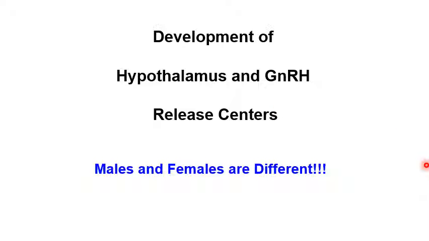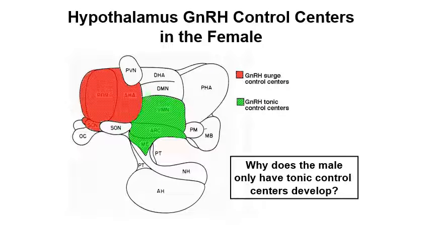Before discussing puberty, it is important to understand that there are fundamental differences in the hypothalamus of the male and the female animal. The GnRH comes from two regions in the hypothalamus. We have the surge center and the tonic center. So in this diagram, the tonic center is colored green, while the surge center is colored pink. The surge and the tonic centers are important because they are composed of groups of hypothalamic nuclei that influence reproduction. The female has both the surge center and the tonic center, whereas for the male, it only has the tonic center.